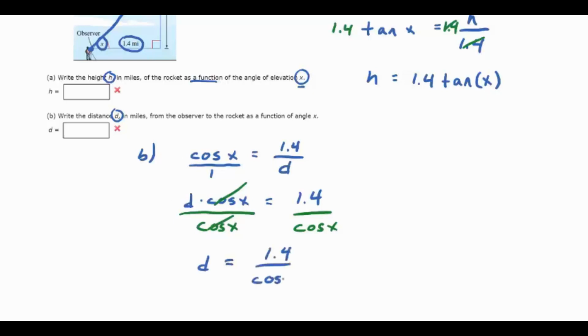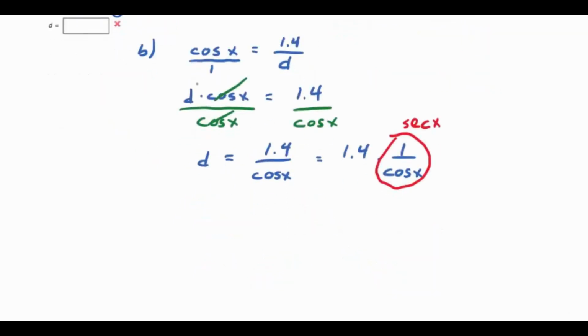1.4 divided by cosine x, which you could write as, if you think about it, 1.4 over the cosine x is the same as 1.4 times 1 over the cosine x, which is secant x. So a kind of a slick way of writing the answer then would be d equals 1.4 times secant x. Remember, when you type it in WebAssign, you'll need parentheses around the x.